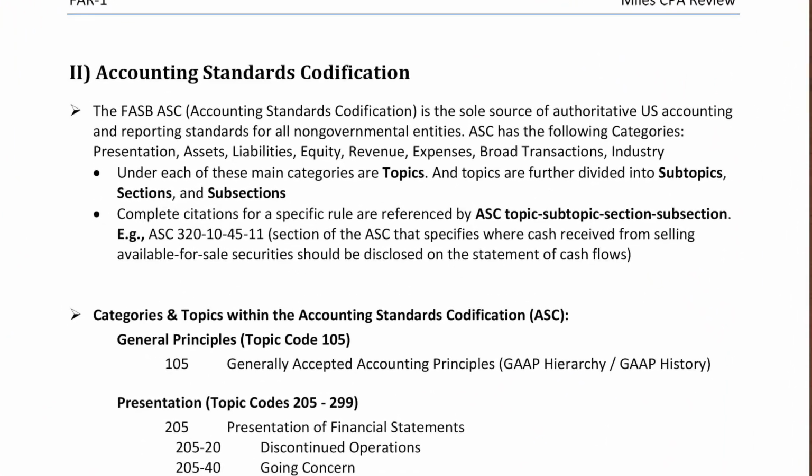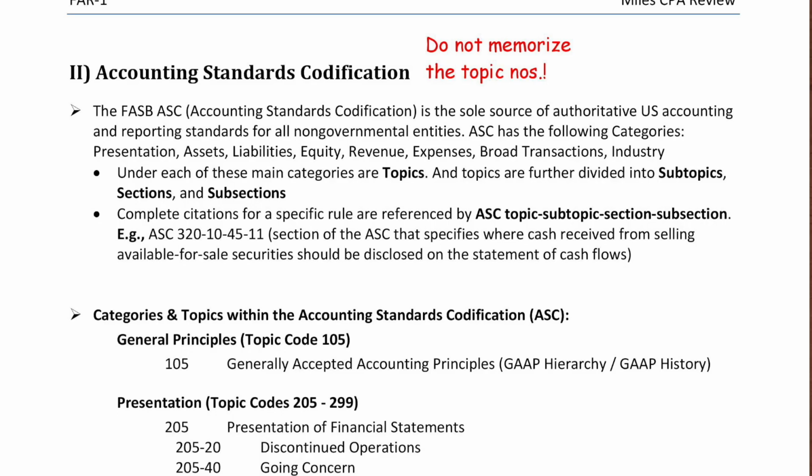On page 6, you've got the Accounting Standards Codification, and you've got all the categories and topics within the ASC listed on this page and the subsequent pages. Now, for starters, do not memorize the topic numbers. You're going to be familiar with how this works. You're going to have the Accounting Standards Codification asked on research simulations, but at that point, you'll actually have access to the entire authoritative literature. So you don't really need to memorize these topic numbers.